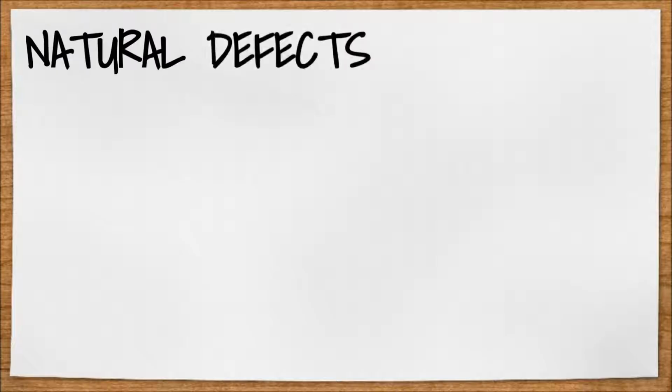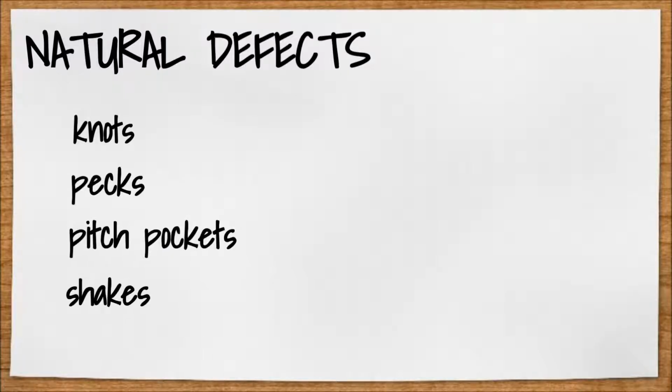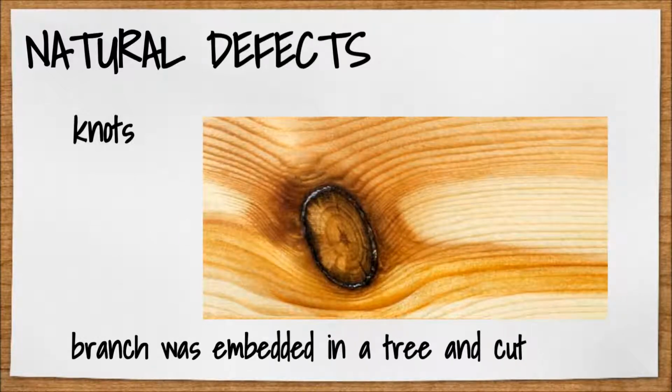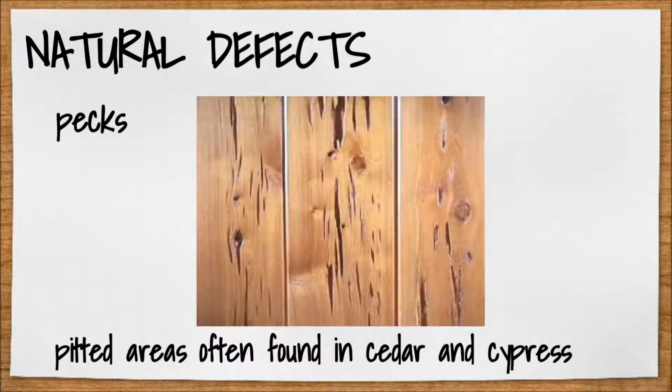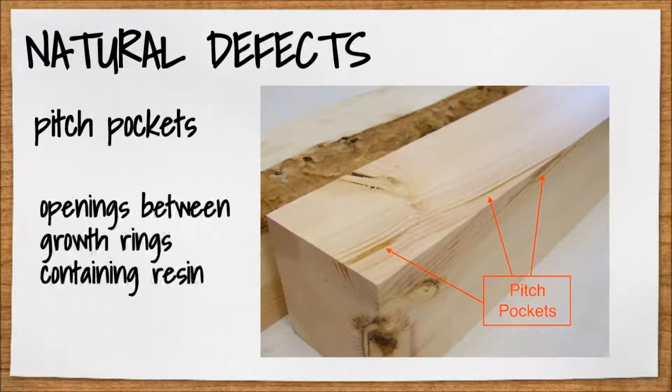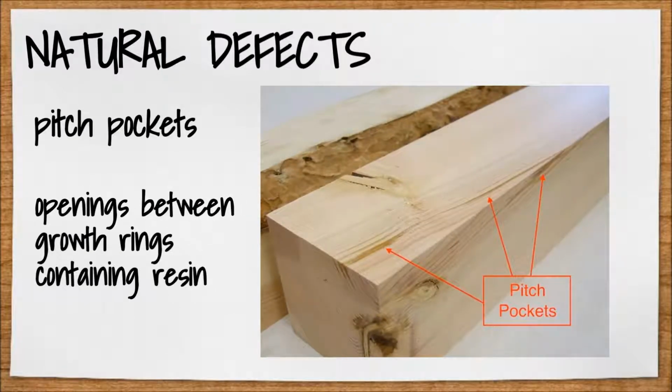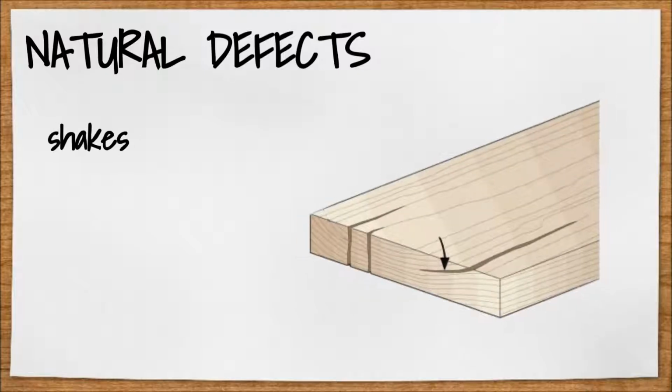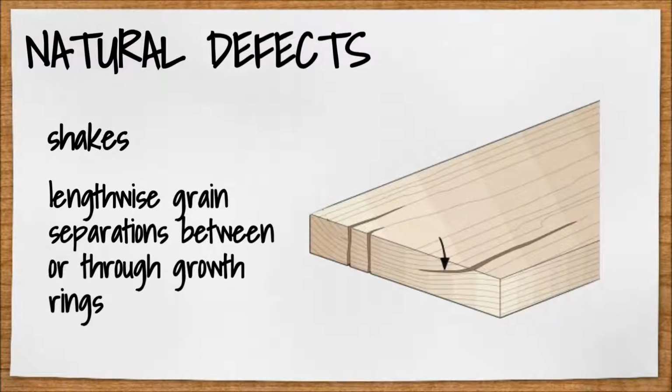Now let's take a quick moment to talk about defects. There are several types of natural defects that you'll come across in wood. They include knots, pecks, pitch pockets, and shakes. Knots are where a branch was embedded in a tree and then cut through. Pecks are pitted areas sometimes found in cedar and cypress. Pitch pockets are openings between growth rings containing resin. And shakes are lengthwise grain separations between or through growth rings.